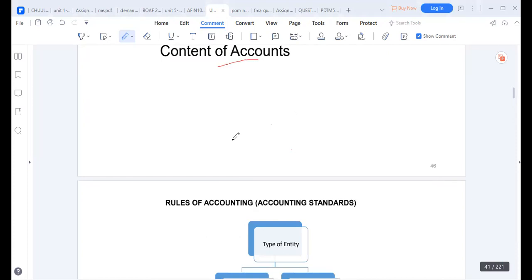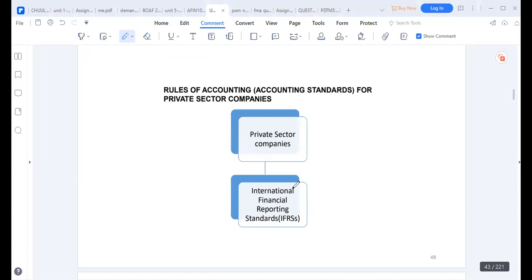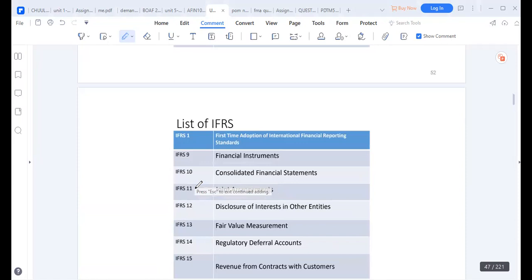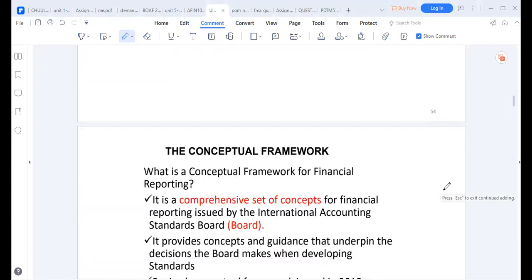So there are rules that govern accounting standards. So these are the rules that are there. So there's accounting standard 1 up to 20, and 1 up to 37. I'll not go into depth, but just need to know that they are all under a framework. A conceptual framework for reporting is a comprehensive set of concepts that are used by accountants to record international accounting.